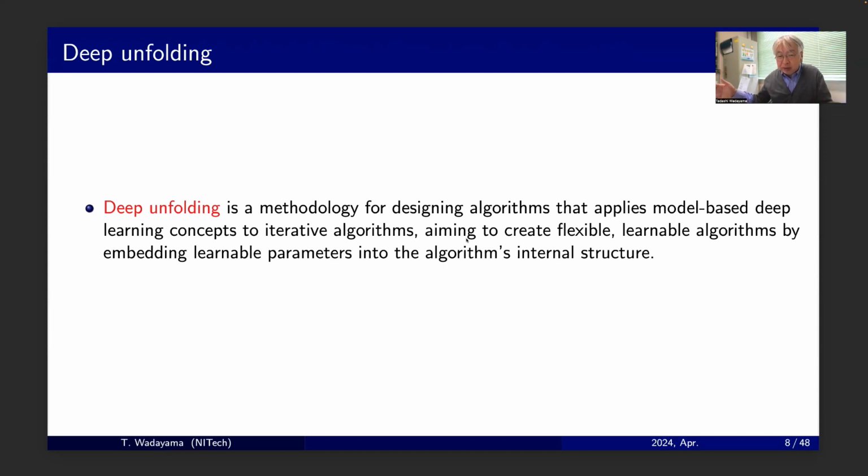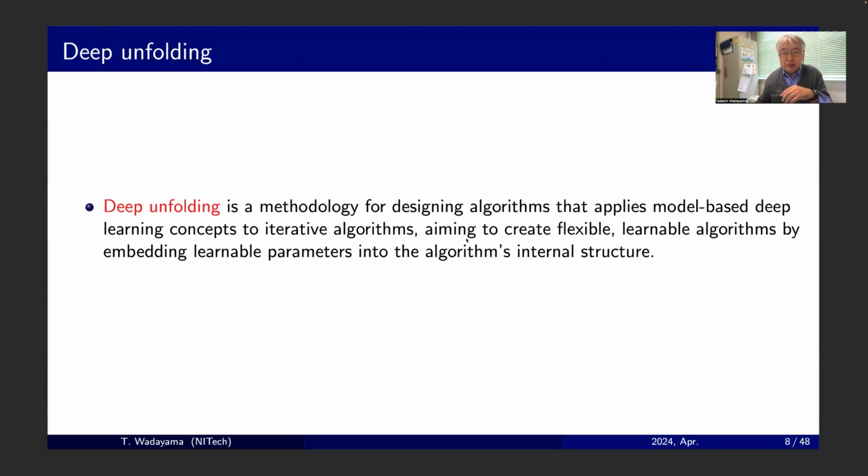By unfolding the processing of the iterative algorithm along the time direction, we obtain a neural network model similar to deep neural networks. So we can apply standard deep learning techniques to train such trainable parameters embedded in the algorithms. That's the basic idea of deep unfolding. It's very simple.